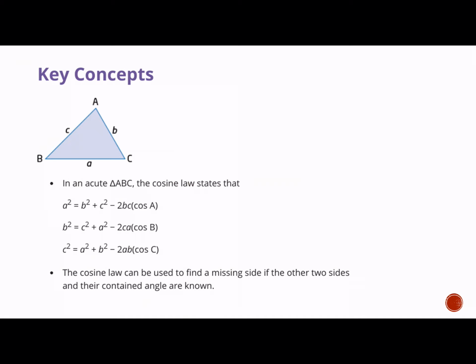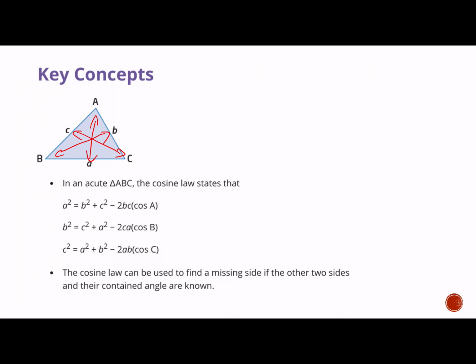So key concepts. Again, the labeling, same letters crisscrossed. In an acute triangle, again, we're only looking at acute triangles, which means A, B, and C, all 3 of those angles are less than 90 degrees. Once we get greater than 90 degrees, we have to use a little bit more information.